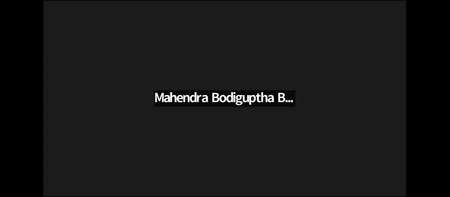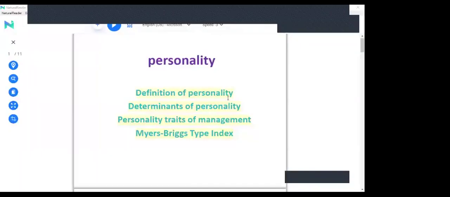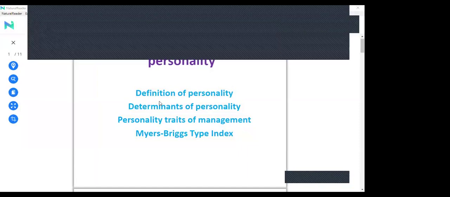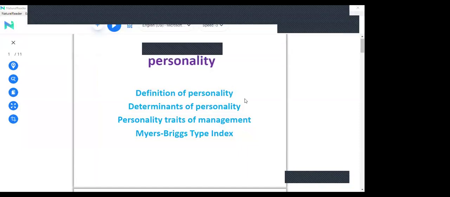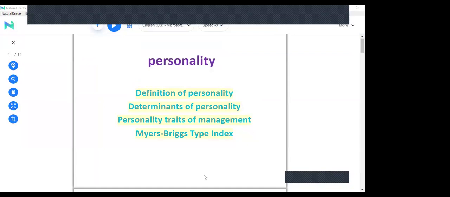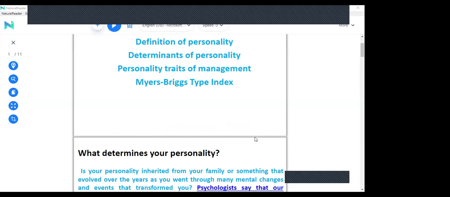Now, my dear student, we have to start our new topic. Personality. Here, what you saw in our syllabus: definition of personality, determinants of personality, personality traits of management, Myers-Briggs Type Indicator, right?